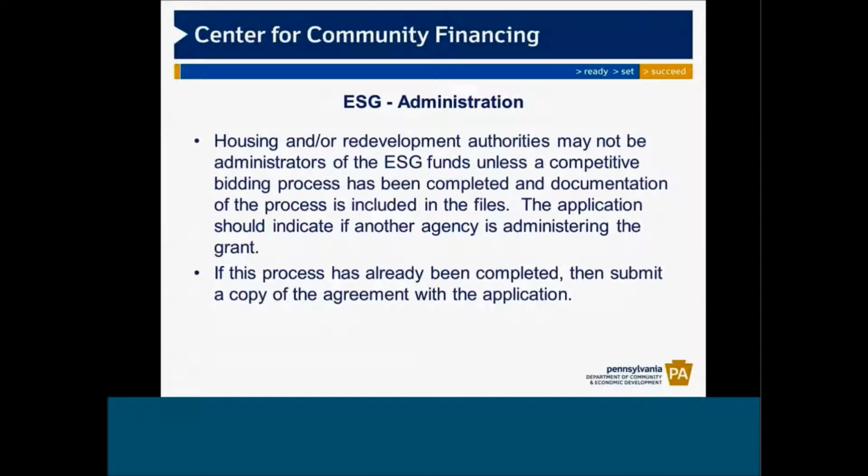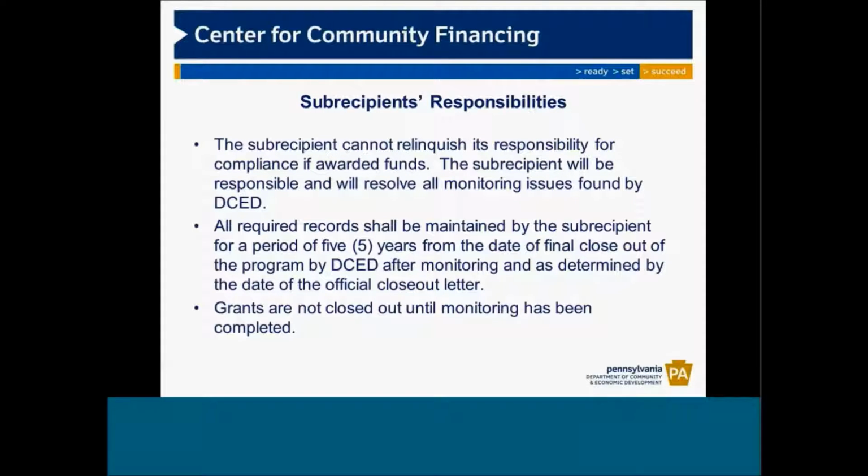and then the minimum grant request is $25,000. Housing and or redevelopment authorities may not be administrators of ESG funds unless a competitive bidding process has been completed and documentation of the process is included in the files. The application should indicate if another agency is administering the grant. And if the process has already been completed prior to the application submission, then you have to submit a copy of the agreement with your application. The subrecipient cannot relinquish its responsibilities for compliance if awarded funds.